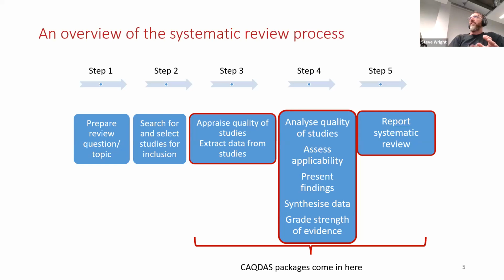So where does this come into a systematic review process? Well, you've got your initial review question, a topic, the searching and selecting of studies. That's all happening outside of this. The appraising quality, potentially, is more likely to be done in something like Distiller SR or Covidence, one of those programs where you will bring in a vast set of potential literature and screen it.